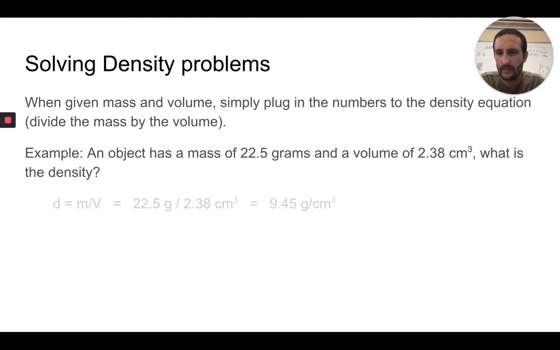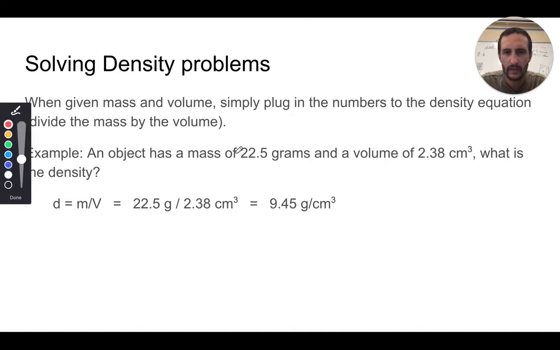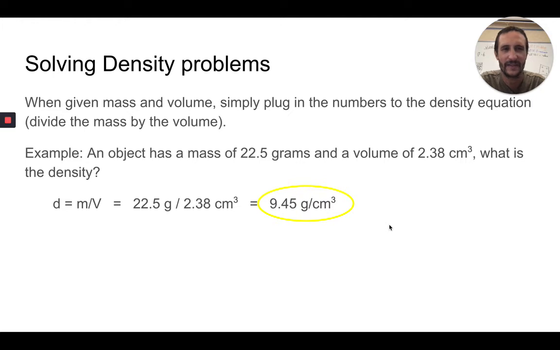What is the density? So I have the density equation, and I plug in those values. We're plugging in this mass value, and we're plugging in the volume. And you end up getting the final density of 9.45 grams per centimeter cubed.